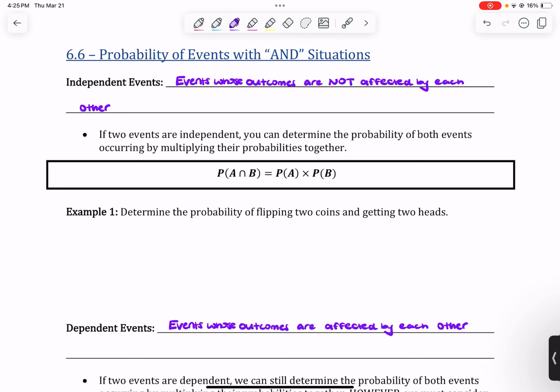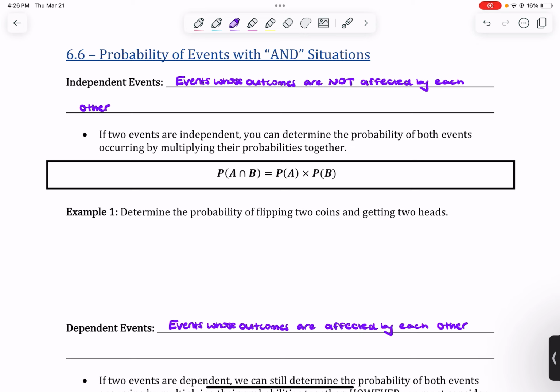Those events can be independent events. Independent events are events whose outcomes are not affected by each other. So, for example, the Bombers winning the Grey Cup and the grade 9 SMA basketball team winning their next game, right? Each of those has an associated probability, but if the Bombers win or lose, it doesn't really impact how the grade 9 basketball team is going to do.